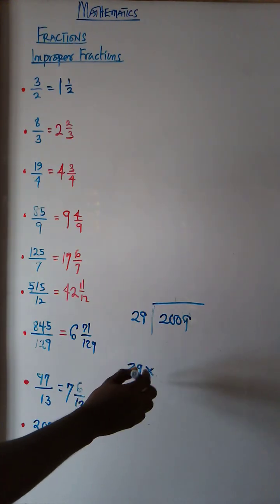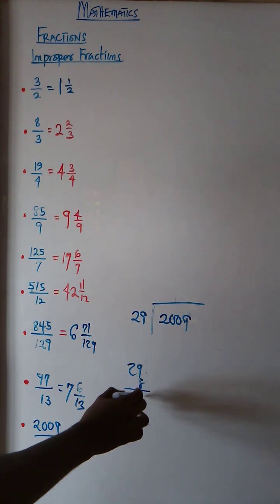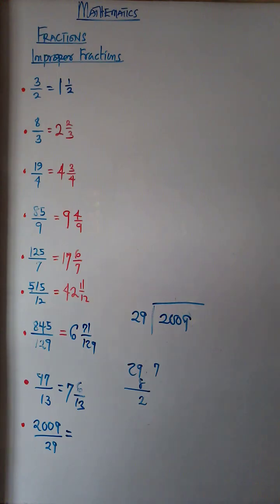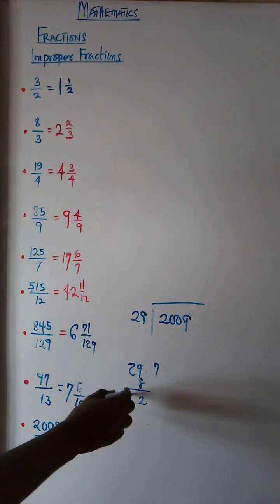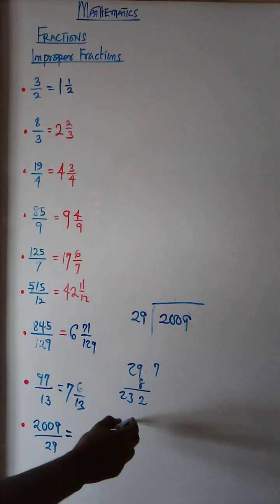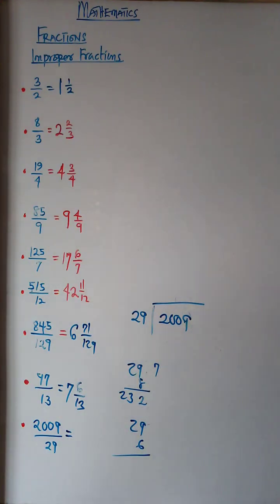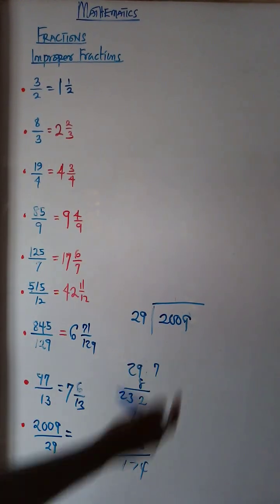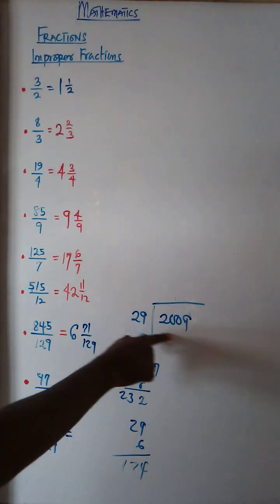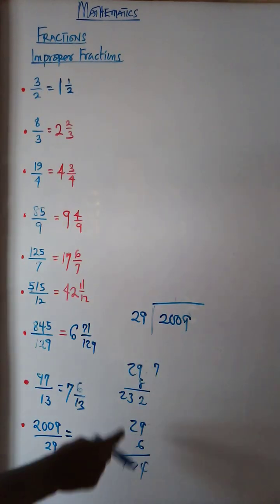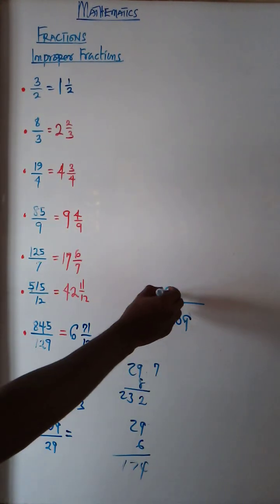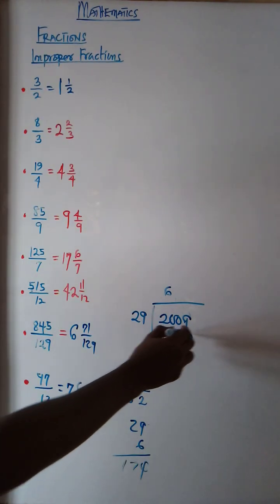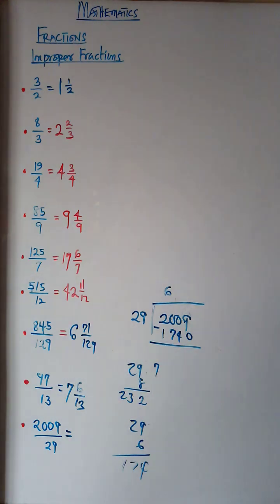Let's use 8. You are going to have 232, which is still more than 200. So let's use 6. 29 multiplied by 6, we are going to get 174 at the end, which is close to 200. Multiplied by 7, we will get a number more than 200. So the best is 6. So 29 can go in 200 6 times. 6 times 29 will give us 174. We add 0 here, then we subtract.